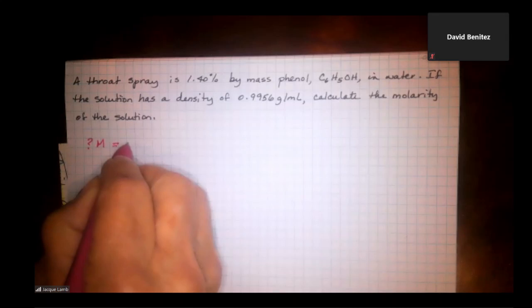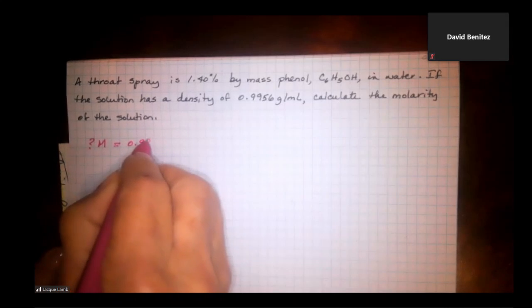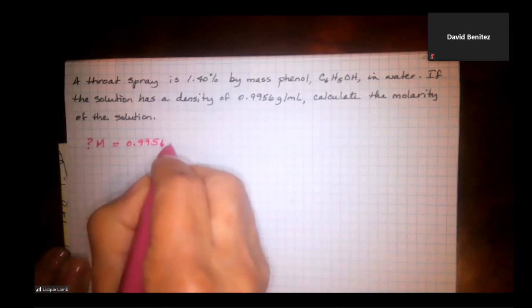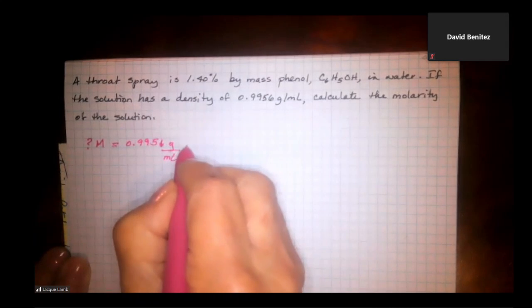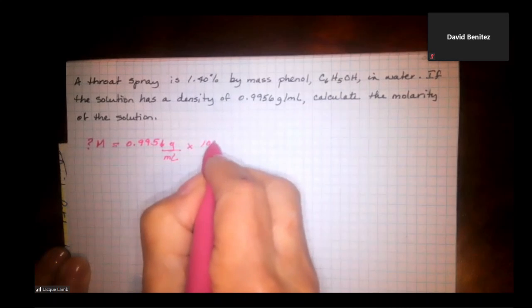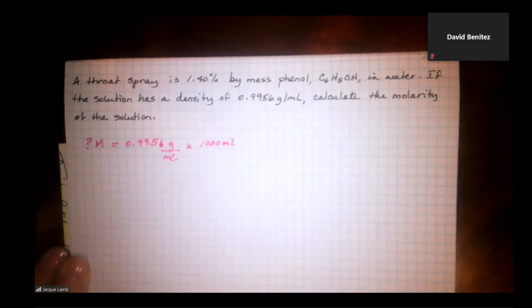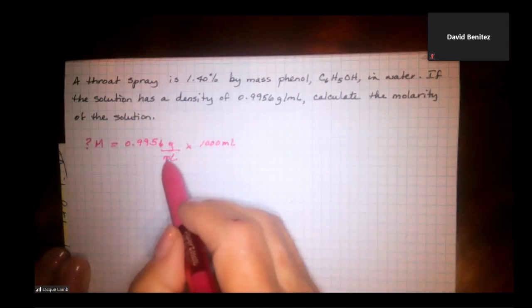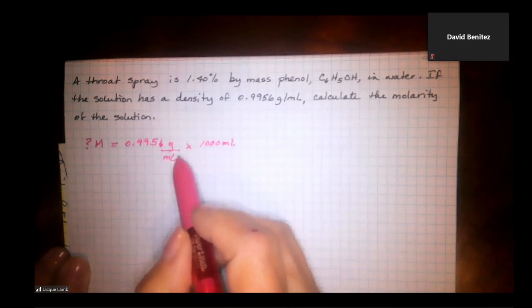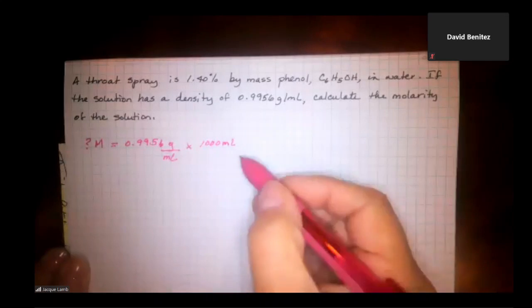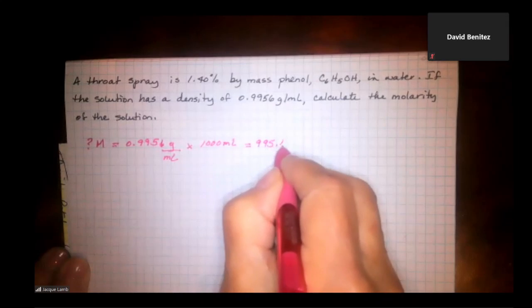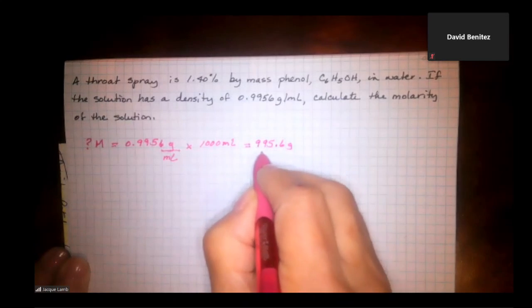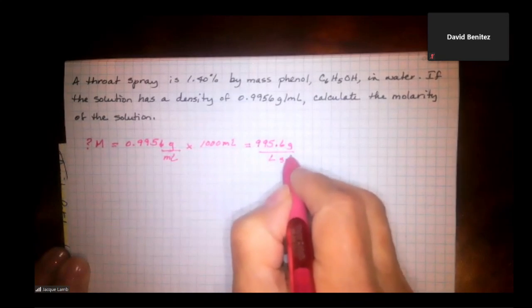I'm going to start this time with density, 0.9956 grams per milliliter. And I'm going to multiply that by 1,000 milliliters because I want to get to molarity, and for that, I need per liter. So I'm going to figure out how many grams there are in 1 liter by simply multiplying by 1,000. And that equals 995.6 grams per liter of solution.